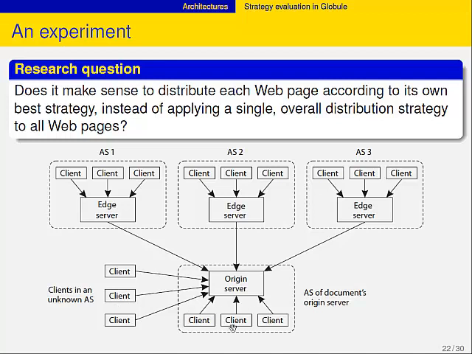I pushed a button that I wasn't supposed to push. Okay, sorry about that. But you get the idea? The origin server knows where all the requests come from and can then play a game. What if I had served that request from an edge server?